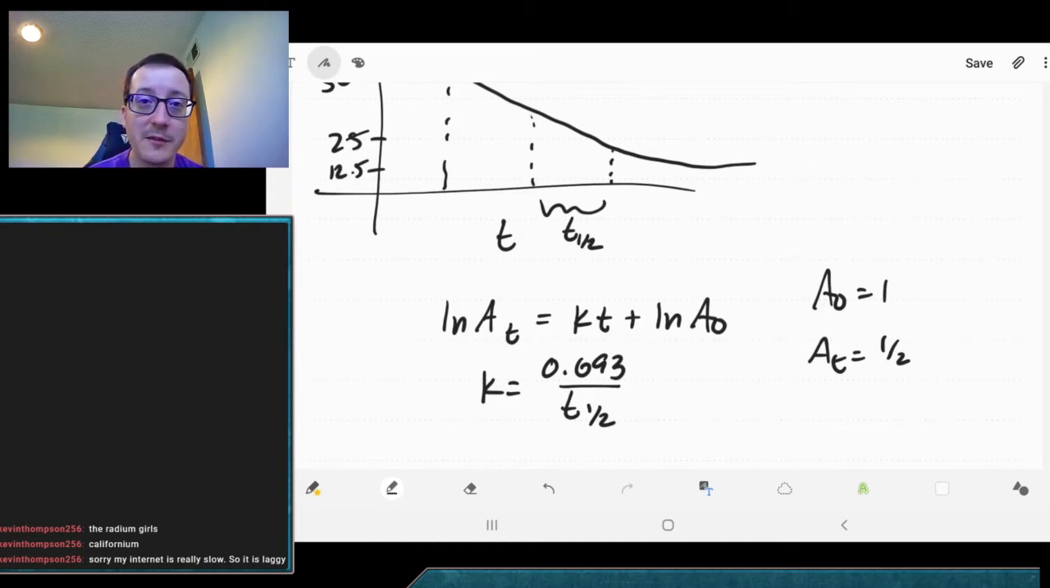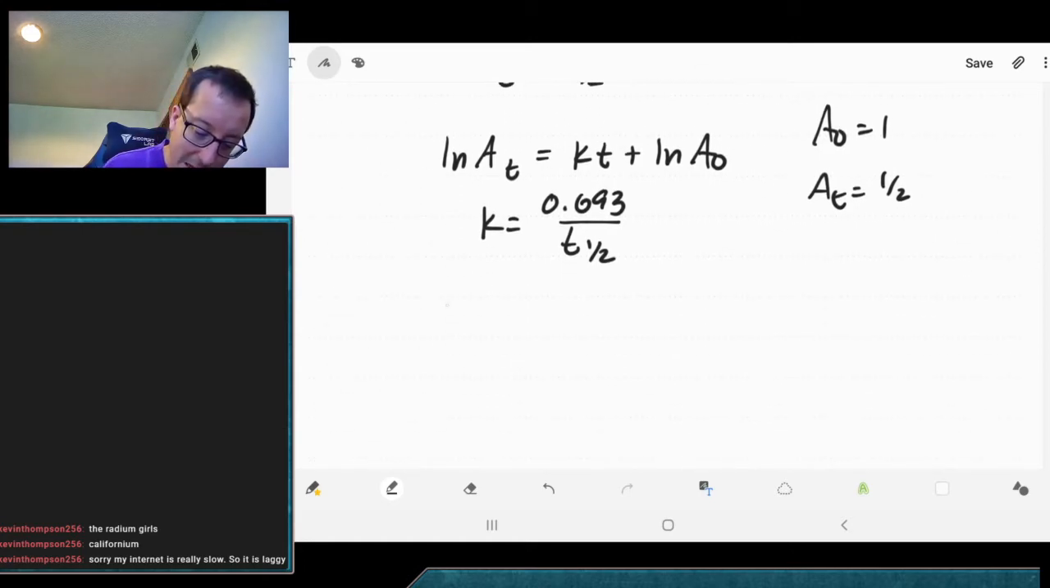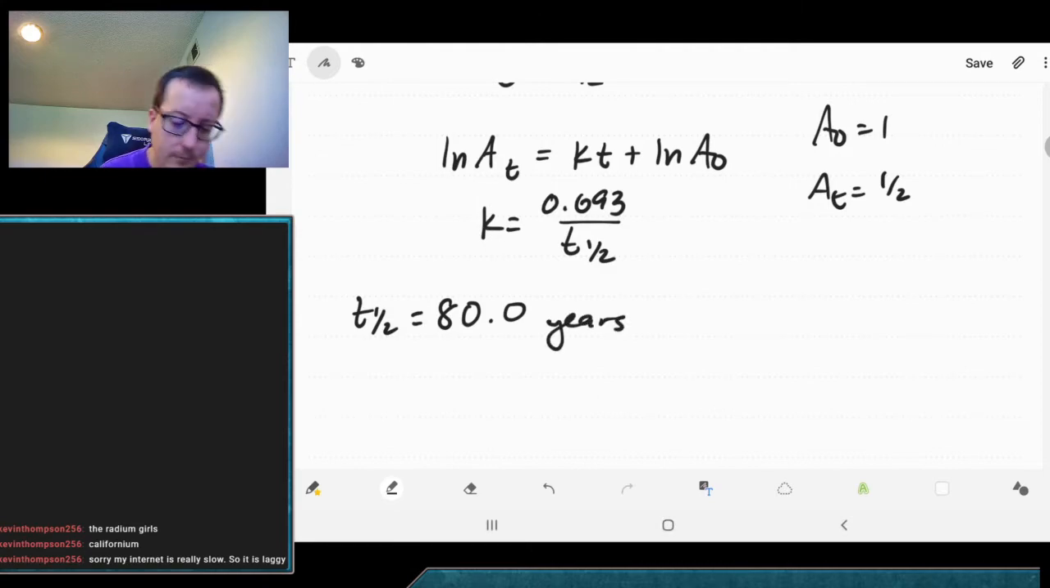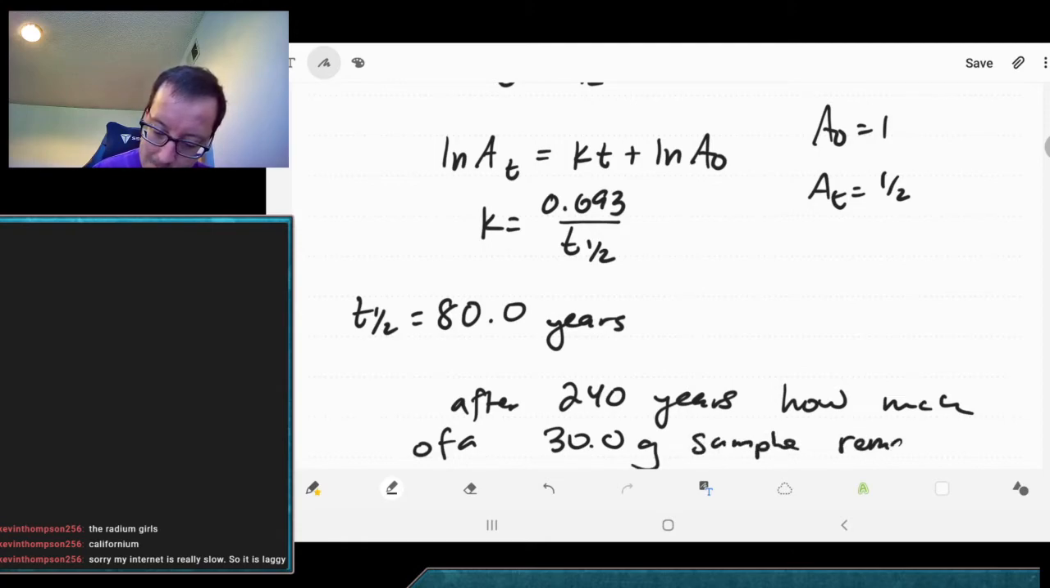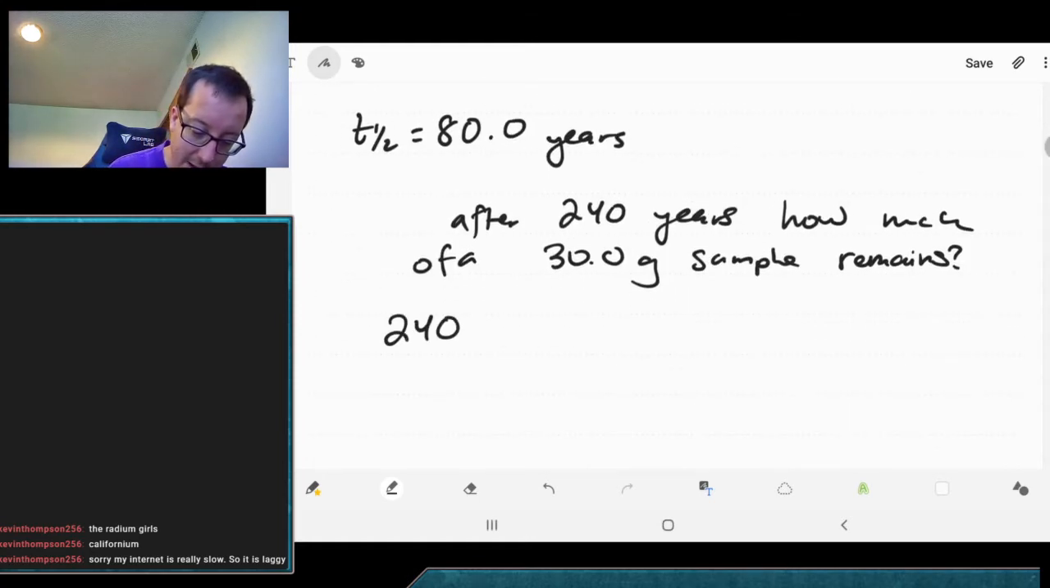So you can figure out stuff based off of that. Typically, though, when we talk about radioactive decay, we make things easy. We say something has a half-life of 80 years. After 240 years, how much of a 30-gram sample remains? And so if you really wanted, you could calculate k for this and plug it in and you would be able to get your answer. Or you can just use it mathematically. Well, 240 is going to be 3 half-lives.